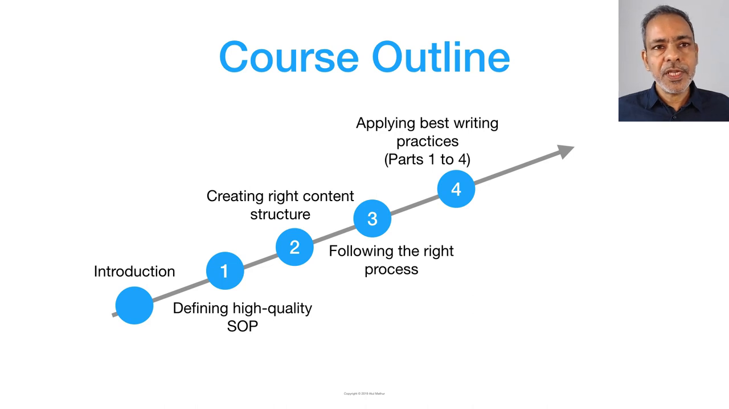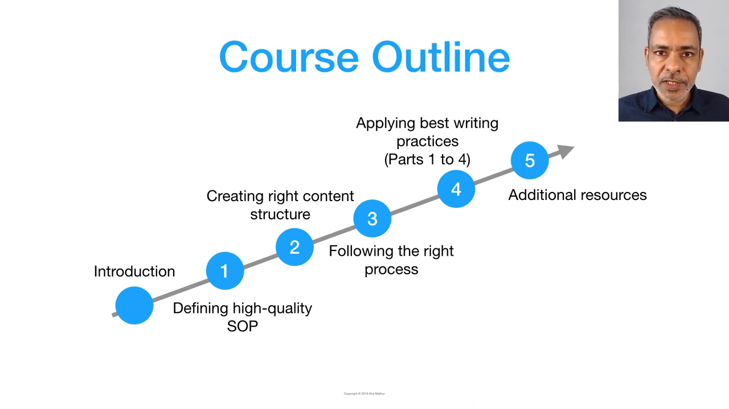Section 4 in turn has 4 parts. Part 1 covers 7 best writing practices. Part 2 covers 8 finer writing details. Part 3 covers formatting of SOPs. And finally, Part 4 covers a very powerful strategy for reviewing and revising SOPs and raising their quality. And finally, Section 5 provides you additional resources on SOP writing.